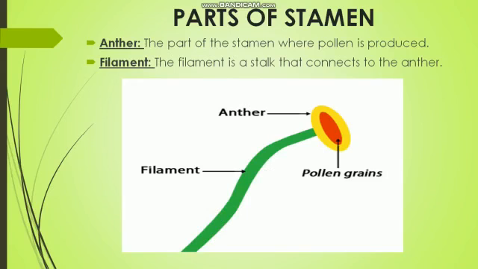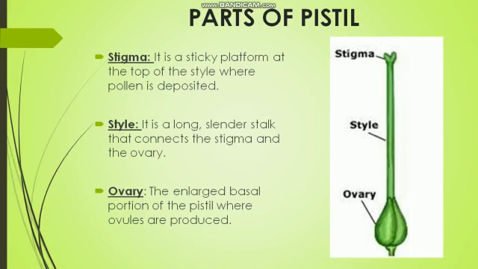Then next we study the parts of pistil. There are three main parts of pistil: the stigma, the style, and the ovary. Stigma is a sticky platform at the top of the style where pollen is deposited. So, the topmost part of the pistil is stigma where the pollen grains are deposited.